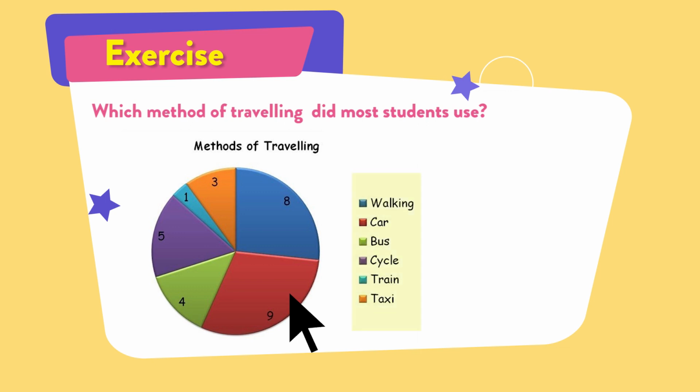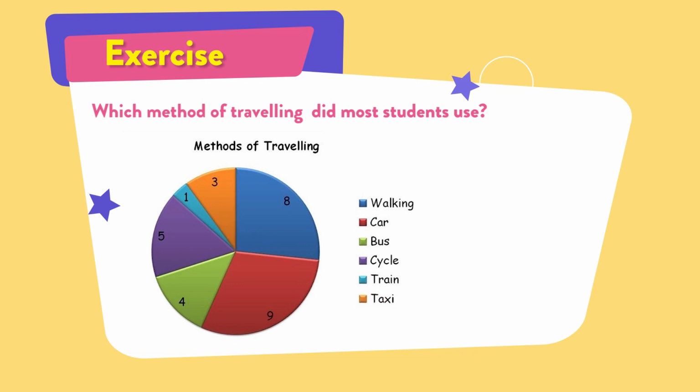If we look to the side of the pie chart, we will see for different color codes, there is a word written next to it. This is what we call the key. So wherever you see the deep blue, it indicates walking. Where you see the red, it indicates car. The green, bus. The purple, cycle. The light blue, train. And the orange, taxi.